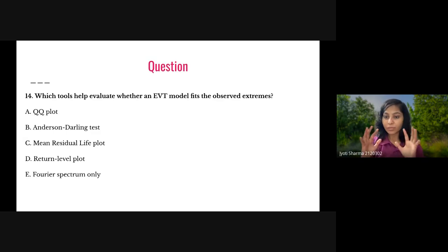Now we talked about the distribution. We have some data and we are fitting that data into some distribution. But how sure are you that that particular model is correct for your data set? So it is based on some test, some visualizing that we need to do. Which tools help evaluate whether an extreme value theory model fits the observed extremes? QQ plot, Anderson-Darling plot, mean residual life plot, return level plot, Fourier spectrum only.